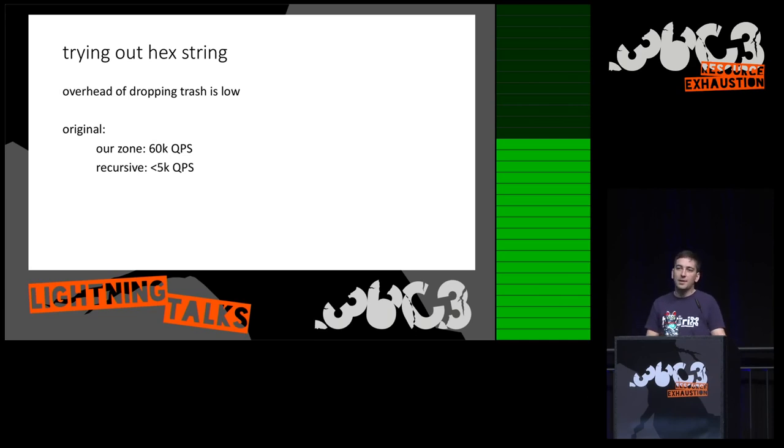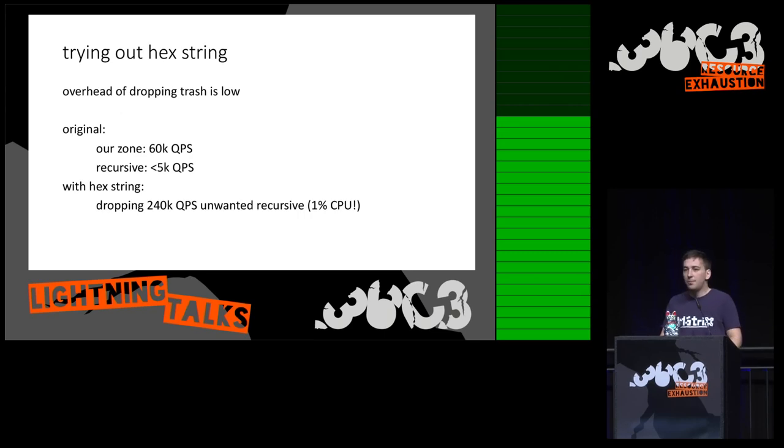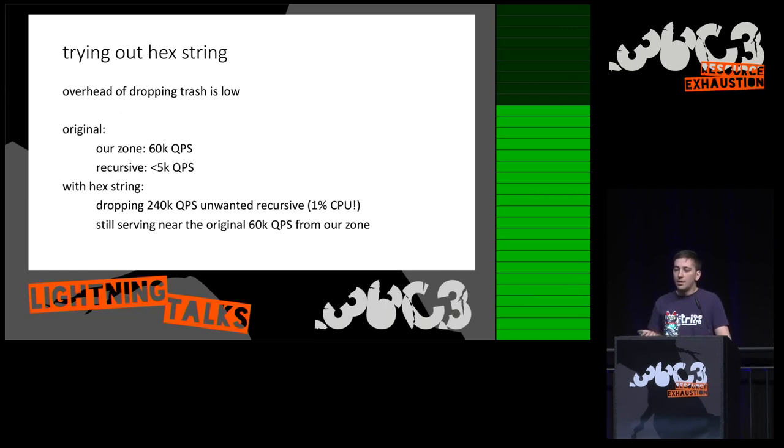Our original setup could serve 60,000 queries per second from our zone, from one node, obviously, and less than 5,000 recursive queries per second. So with hexstring, we could drop 240,000 recursive queries per second, which is very nice, and it took only 1% CPU time, which is a great, low overhead solution. And we could still serve near the original 60,000 queries per second from our zone.